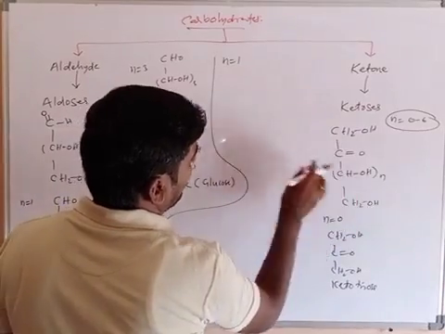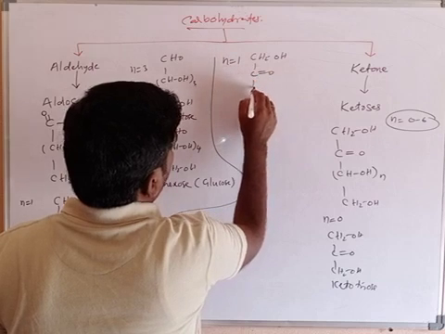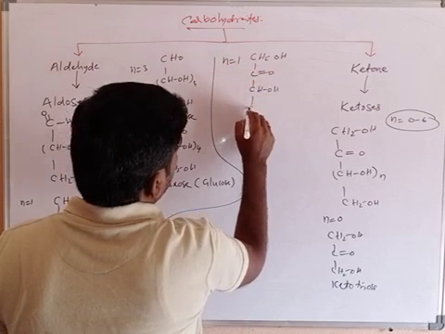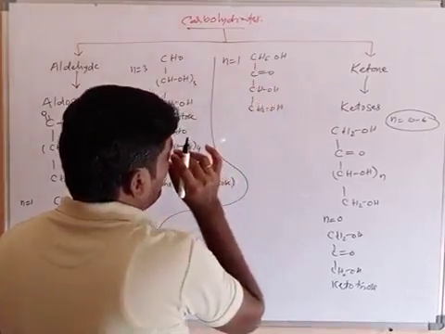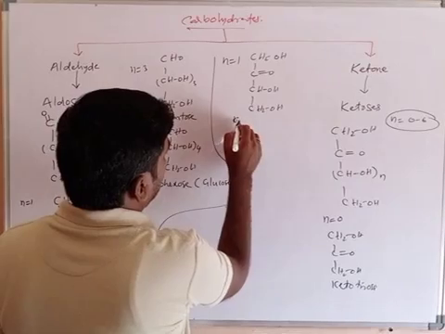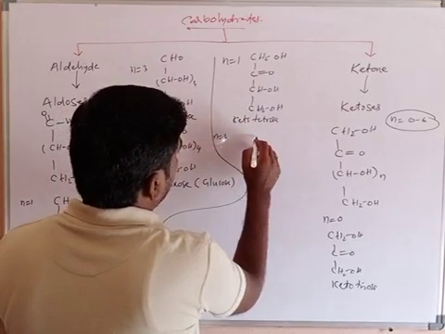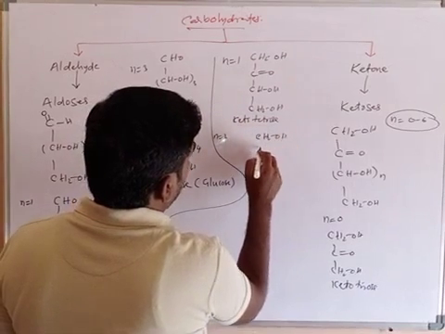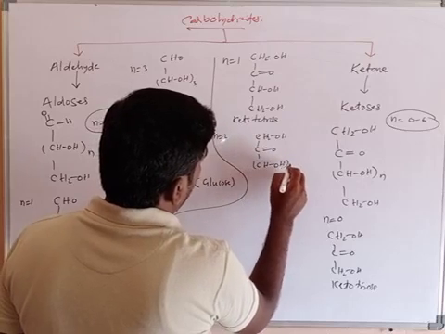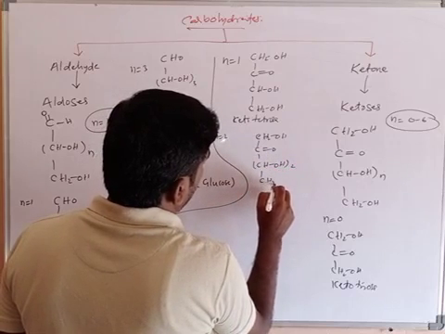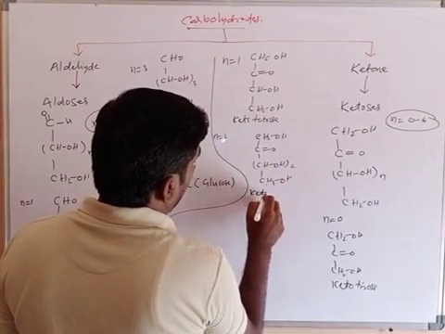n equal to 1: substitute here. CH2OH, C double bond O, CHOH and CH2OH. How many carbons? 1, 2, 3, 4. Ketotetrose. n equal to 2: CH2OH, C double bond O, CHOH taken twice, CH2OH. How many carbons? 5. Ketopentose.